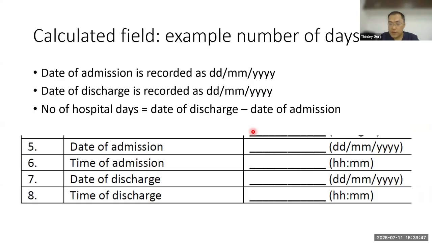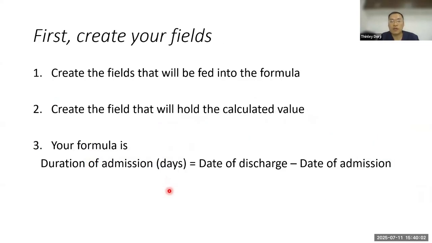For the number of days, you'll have to calculate the number of hospital days as date of discharge minus the date of admission. Here for date of admission, we have set it as DOA and DOD for date of discharge. The same rule applies: you'll have to define all the fields that will go into the formula and the field that is going to hold the calculated value.